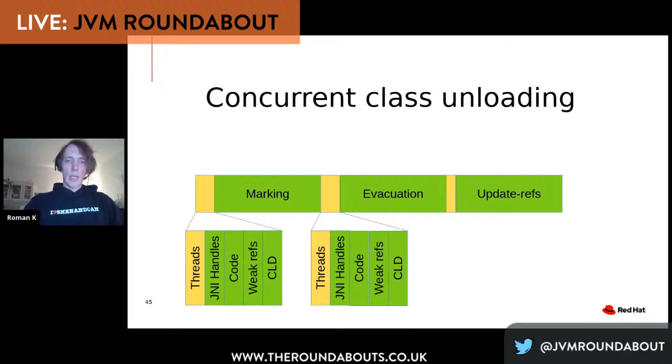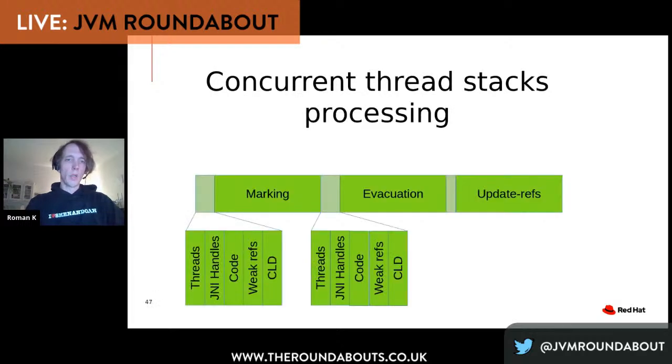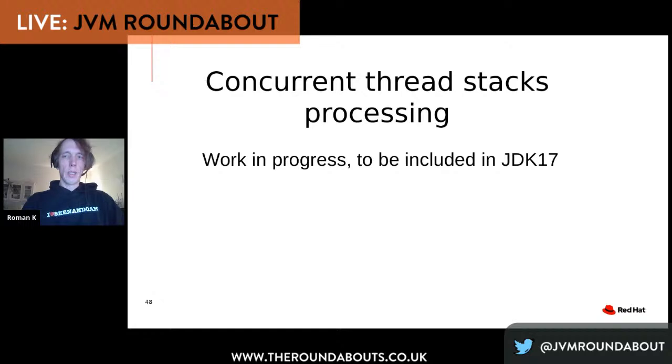We have two more classes of problems here, one of which is concurrent class unloading. I don't have the time to go into this in detail here. Just saying that it's already implemented in Shenandoah since JDK 14. And we also have the problem of scanning those threads' stacks and local variables concurrently. This is also very complicated. It would take another talk of this size to explain this. It's currently being worked on in my team and is to be included in JDK 17.